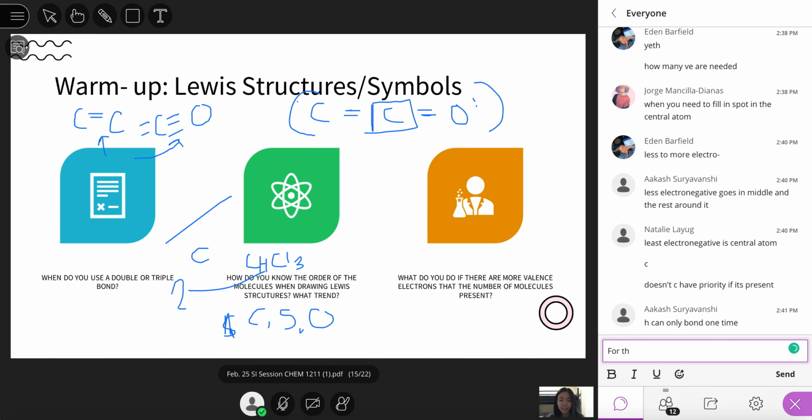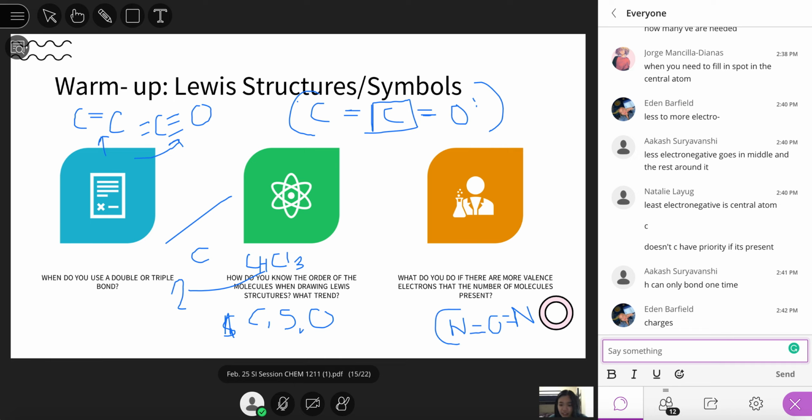So what do you do if there are more valence electrons than the number of atoms present? What do you do? Right? Because if you have like N, O, N or something, and you have more valence electrons than the number that's present, and all these are full, like there's 6 on here, there's 2, there's some charges. Like if there's 4 on the end, 4 on the other end, and then 8, so it fills octet, but you have like 2 more valence electrons, what would you do?